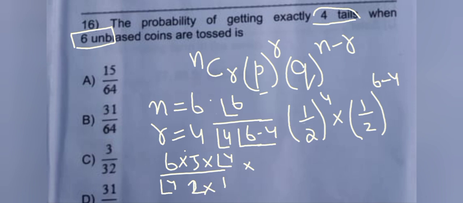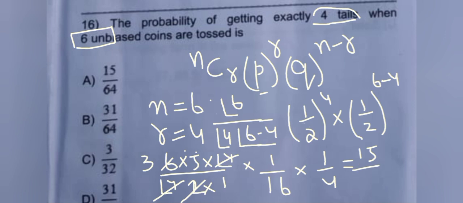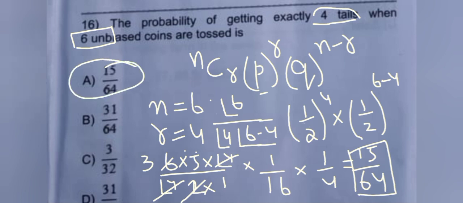1 divided by 2 raised to power 4, this is equal to 1 divided by 16, times, here 6 minus 4 is 2, this is 1 divided by 4. Now cancelling this factorial and factorial, 2 1s are 2, 2 3s are 6, so now 3 5s are 15, we get 15 divided by 16 into 4, that is 64, so the correct option I guess is 15 divided by 64, that is option A is correct.